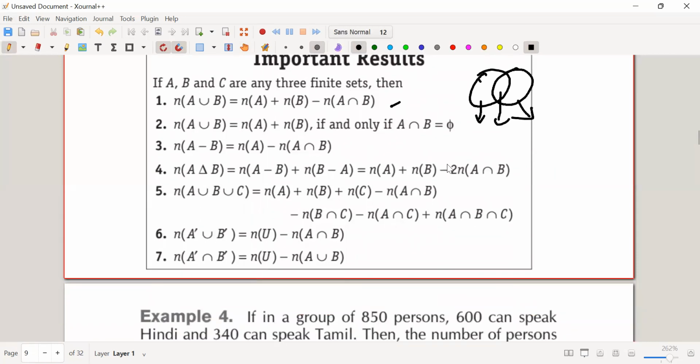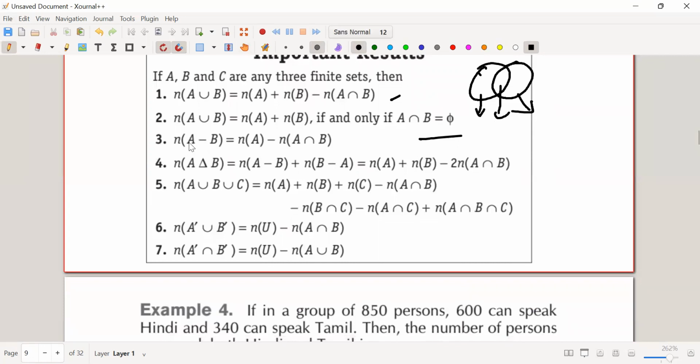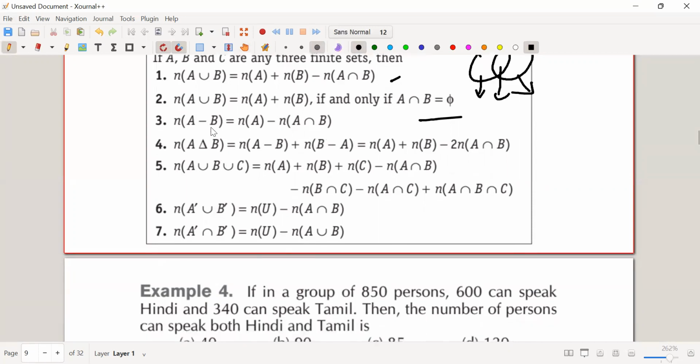Intersection of A union B equal to the null set. This also comes in probability. All of these come in probability: mutually exclusive sets. So we have to work with that also. N of A difference B is N of A minus N of A intersection B. N of A delta B would be N of A minus B plus N of B minus A, equal to N of A plus N of B minus 2 N of A intersection B.